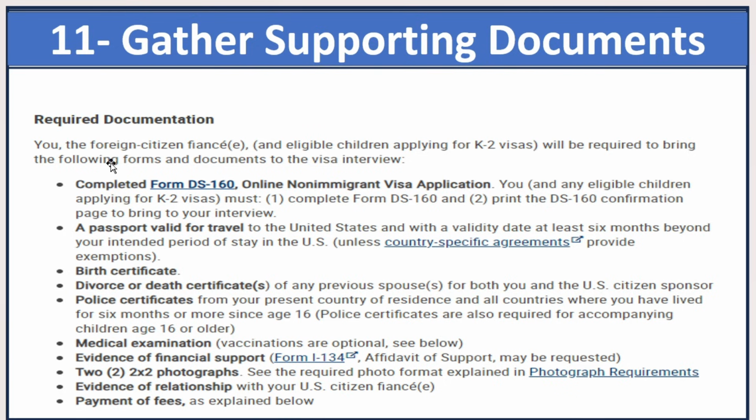Step number 11, gather supporting documents for your interview. What you need is the DS-160 confirmation page. You will need a passport valid for travel for 6 months. You will need a birth certificate. You will need divorce or death certificates, police certificate, medical examination, evidence of financial support I-134, 2 identical photographs, evidence of relationship with the US citizen fiancé, and payment of the fee. This document is for the fiancé, not for the petitioner. It's for the fiancé, so the person who will have the interview.